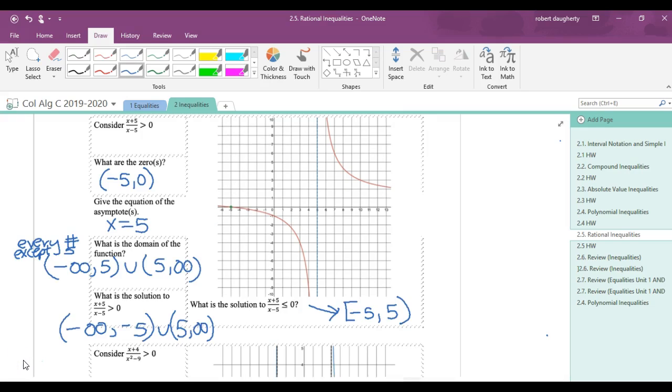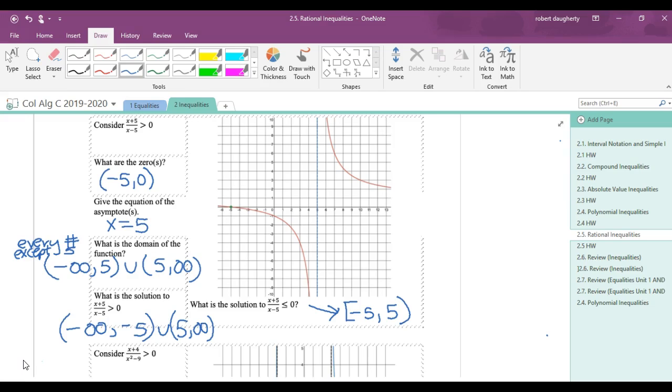So the equation of the asymptote, this line is at 5, x equal 5, okay? The domain, so if x cannot be 5, what can it be? Every number except 5. How do I write every number except 5? I do -infinity to 5, 5 to infinity. So that's the set of all permissible values for this function.